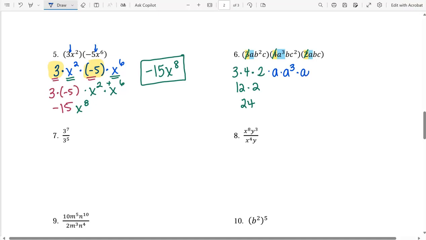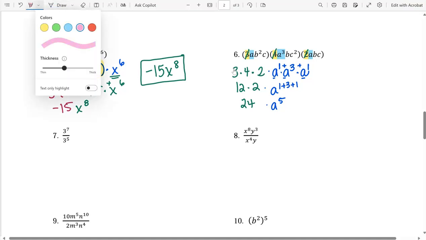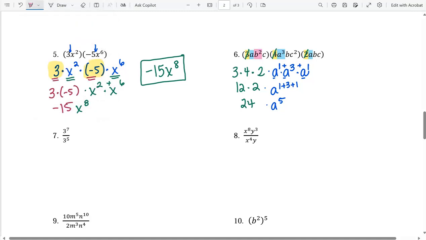Those can be simplified by writing the base one time and adding the exponents. If there is not an exponent written in, put it as a 1 and add it up. So 1 plus 3 plus 1 is a to the 5th. That takes care of my a's. Next up, I have b's. So I have a b squared, a b, and a b.